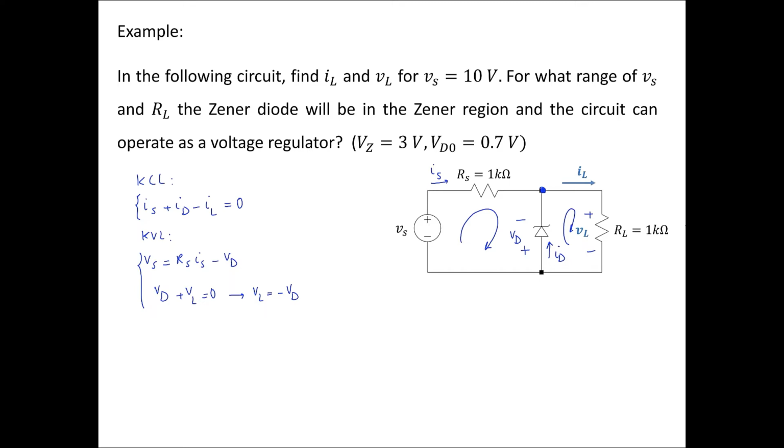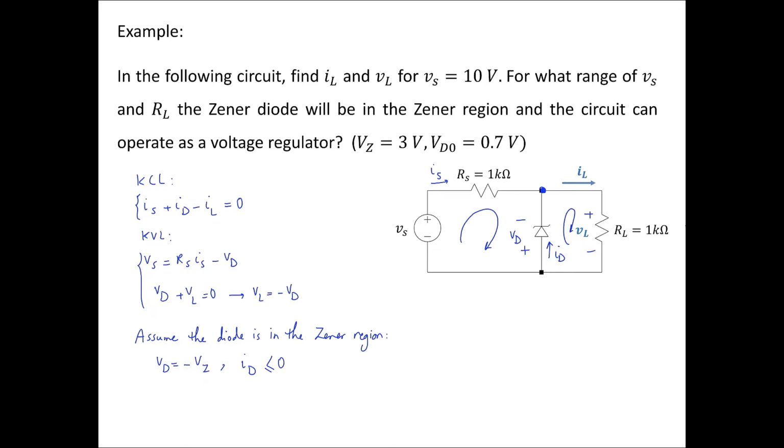Now, starting to solve this problem, I'm going to assume that the diode is in the Zener region and use the linear equations that I found for the diode operating in the Zener region. The two equations that I have for the diode operating in the Zener region are VD is a constant value equal to negative VZ, and ID is going to be equal to or less than 0. So ID is going to have a negative value in the direction that I labeled in the circuit.